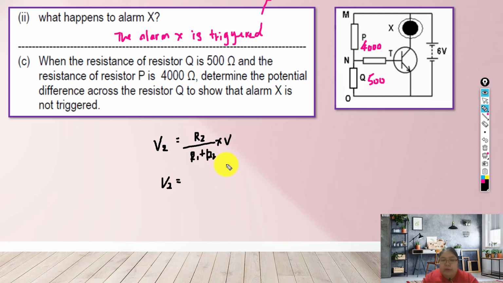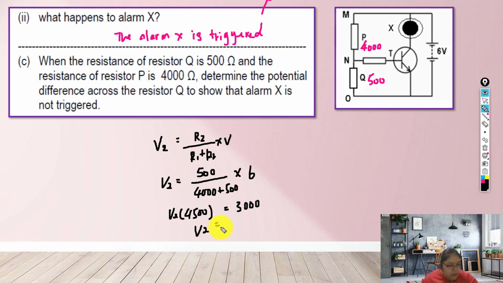So R2 is 500. R1 is 4000 plus 500. After that we multiply with the total. Total is a 6. So we find what's the answer for V2. So V2 will multiply 4500. So this one will become 500 multiplied to the 6. This one is 3000. So from here need to find the answer for V2: 3000 over the 4500. So I get the answer here.